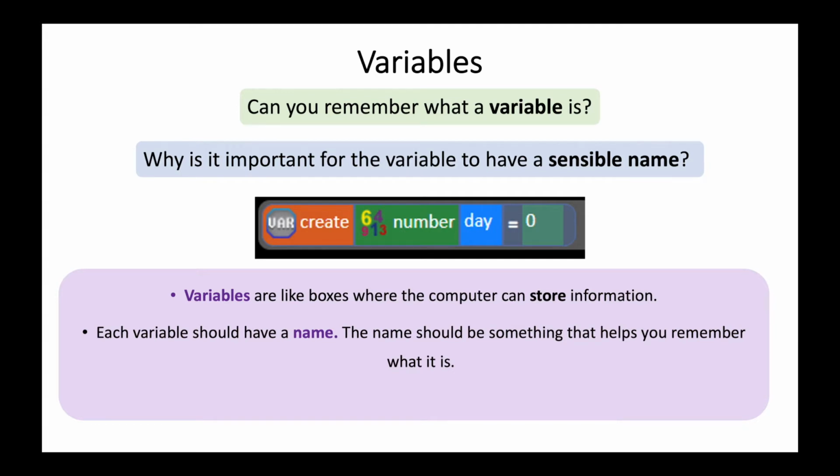Each variable should have a name, and it should be something that helps you remember what it is, because once you program bigger programs and games, you're going to have lots of variables that you need to keep track of. The information inside the box is called the variable value. So the variable is day and the variable value is 0.